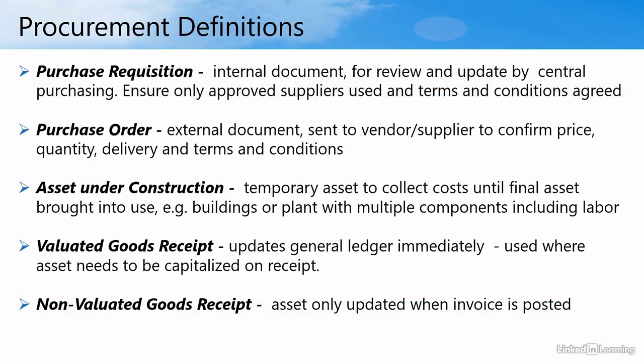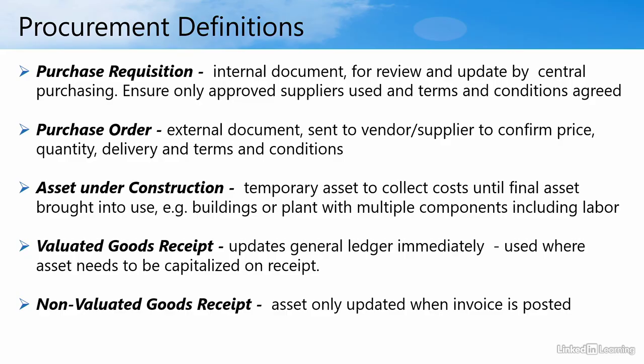I'm just going to run quickly through some definitions for those of you not familiar with procurement. A purchase requisition is an internal document, usually reviewed by a central purchasing department, who may amend or add items so that only approved suppliers are used and acceptable terms and conditions are agreed. A purchase order is an external document sent to the supplier to confirm the price, quantity, delivery, and terms and conditions of the item being ordered.